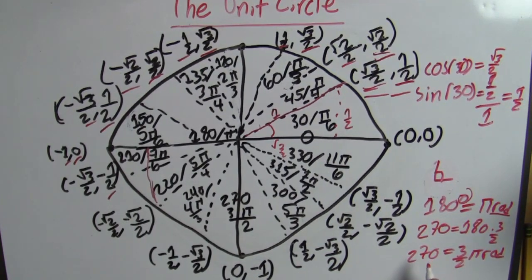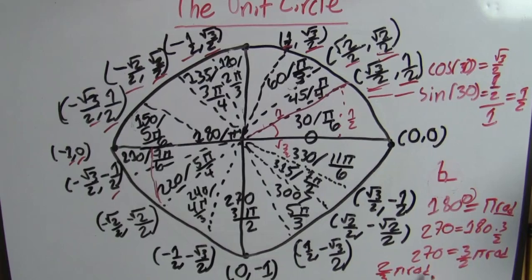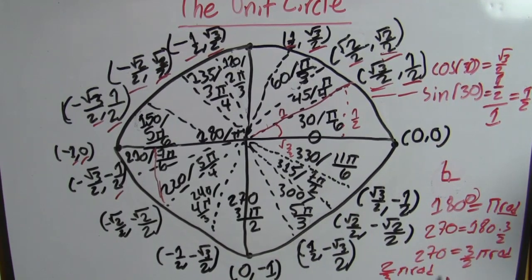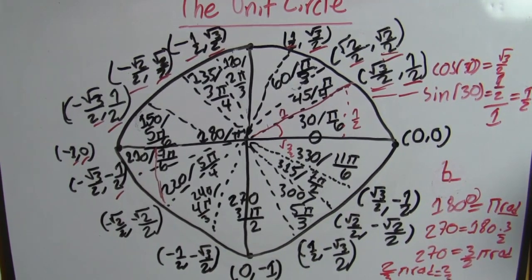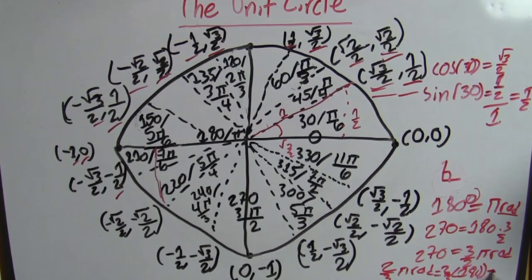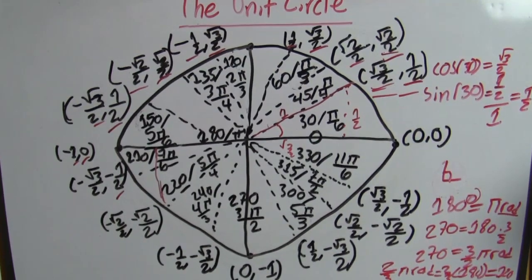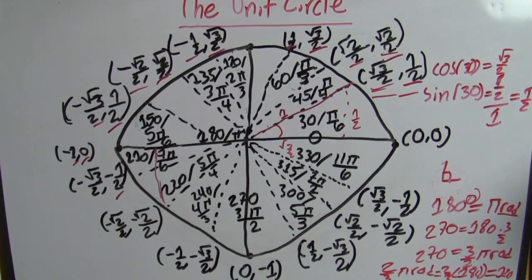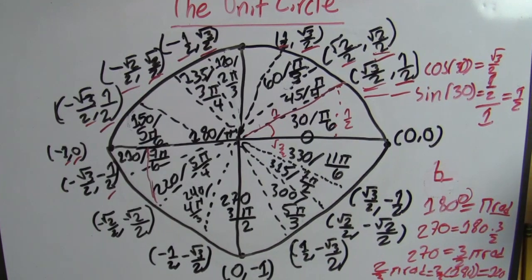Conversely, what's 2/3 pi radians in degrees? Well, I know pi radians is 180, so what's 2/3 times 180? That is 120. So 2/3 pi radians is 120 degrees. That's how you would convert between radians and degrees, because some problems may want you to answer in degrees and other ones want you to answer in radians.